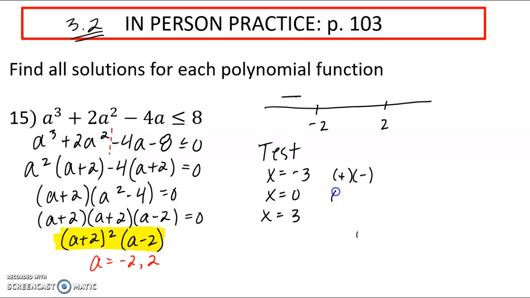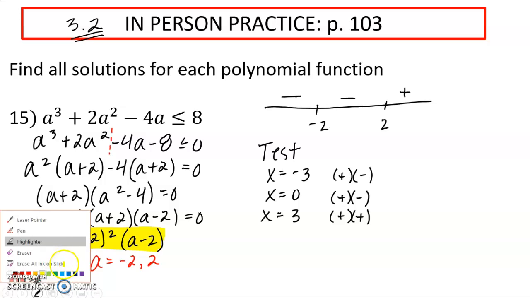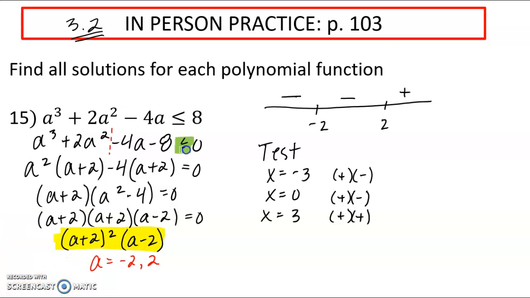When I plug in 0, I get a positive times a negative again, keeping the fact that the interval is negative. And then when I plug in 3, I would get a positive times a positive, making the entire answer positive. Okay, so I mentioned this in the last video. I mentioned it again in class, right? The less than or equal to.